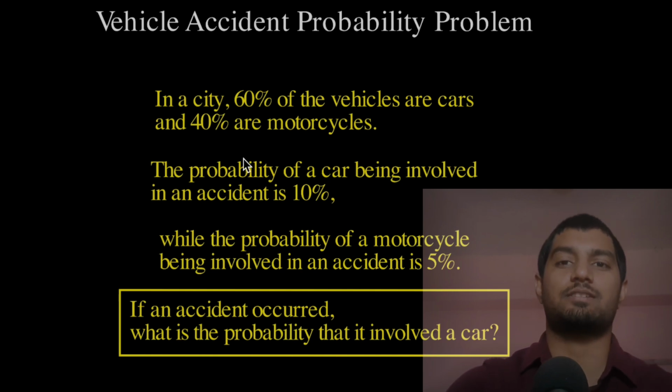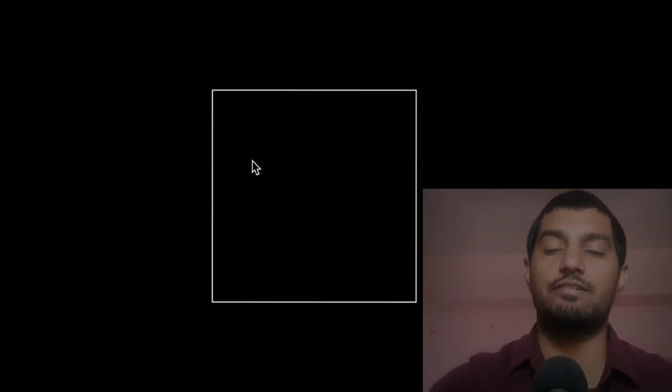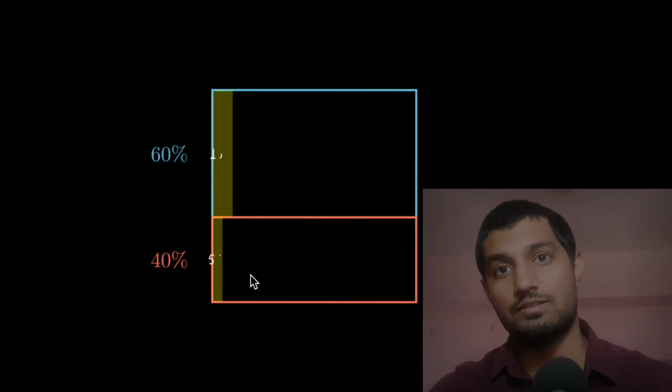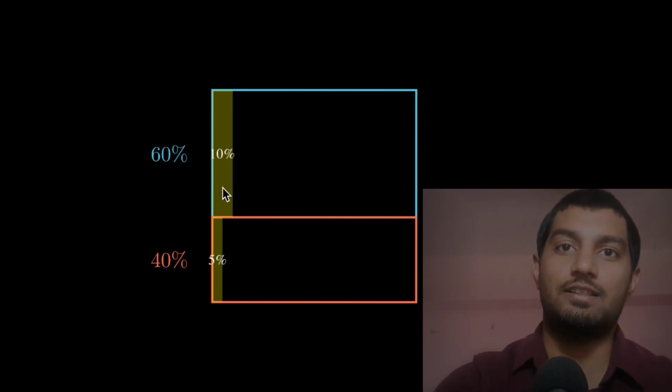So these are 50-40%, right? We can think in the city we have 100 vehicles, and 60% is car. So you can draw a box like this. This represents the car, 60%, and 40% represents the motorcycle. And then it is later told that 10% of accidents occurred in the car section.